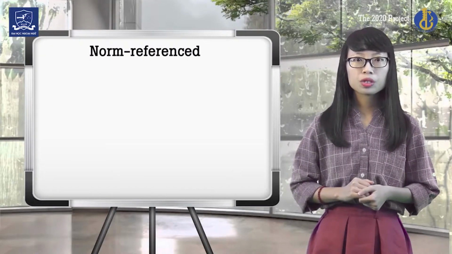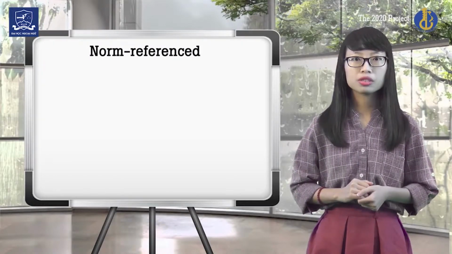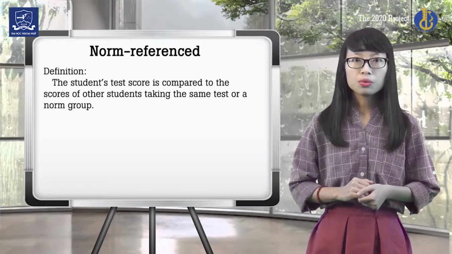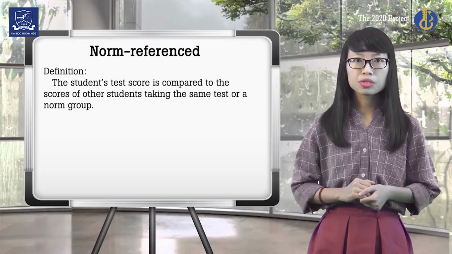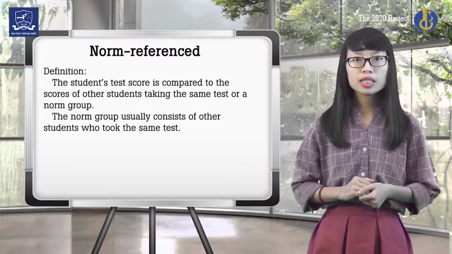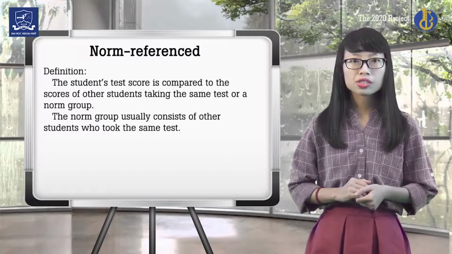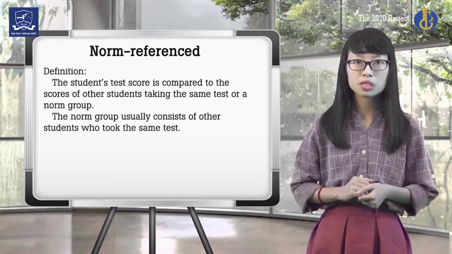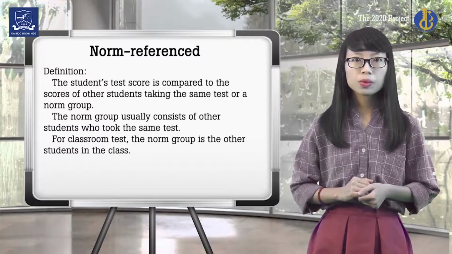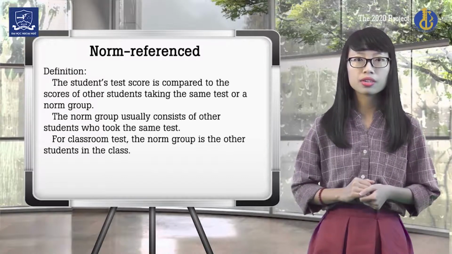The first way we want to mention here is norm reference interpretation. With norm reference interpretation, we compare the score a student received on a test with the scores from some norm group. In the case of a national standardized test, that norm group usually consists of a random selection of hundreds of other similar students who took the same test. For a classroom test, that norm group typically is the other students in the class.